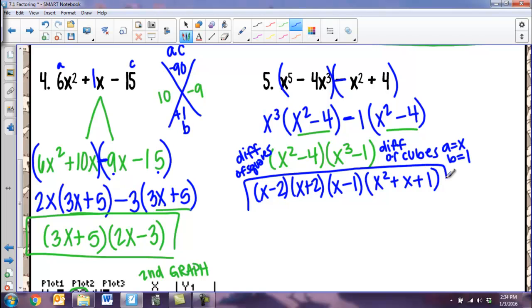So again, if you got to this piece, I would be super proud, but it would not be factored completely. This is considered factored completely.